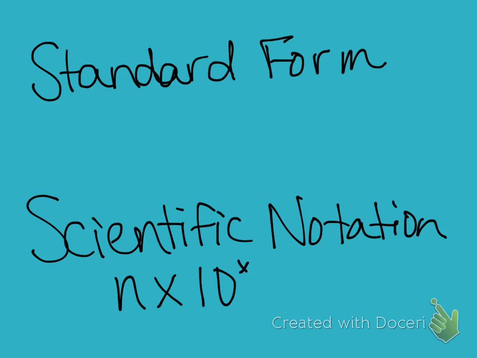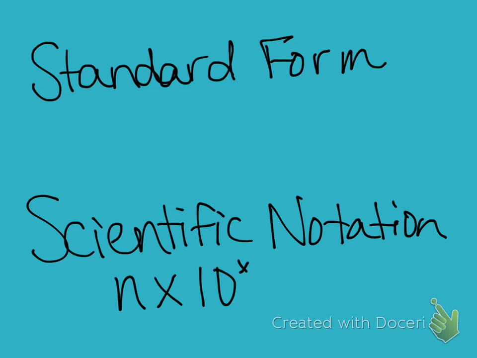First, we need to know the definitions of both standard form and scientific notation. Standard form is when numbers that do not contain exponents are written, and these are the numbers that we normally think of. 200, 2,000, 9,900,000. Those are examples of numbers written in standard form.